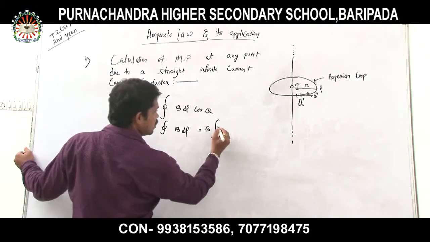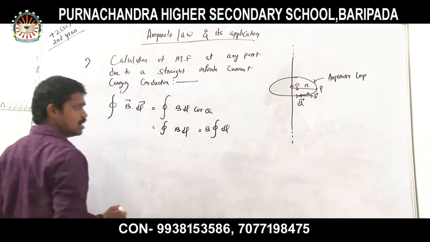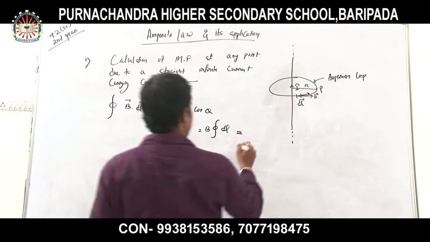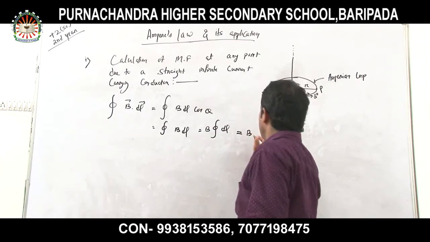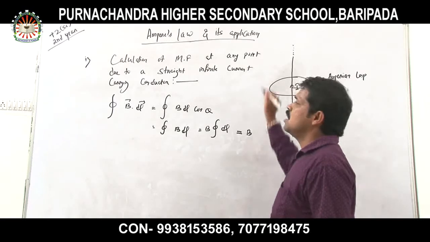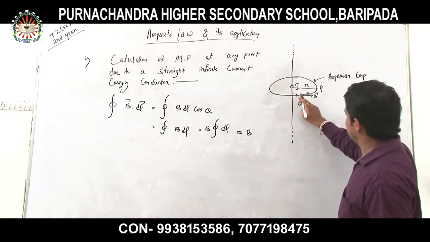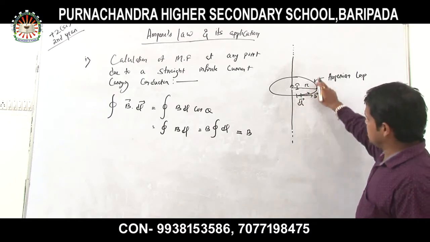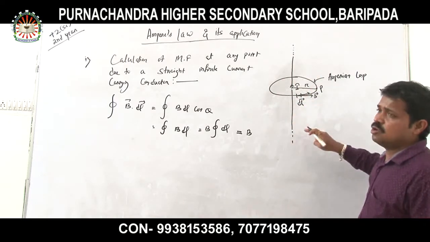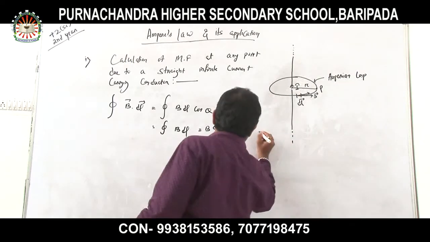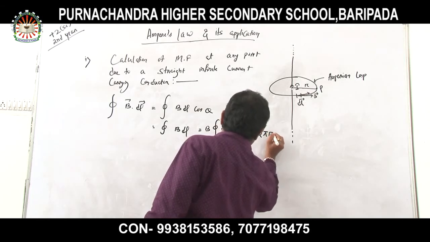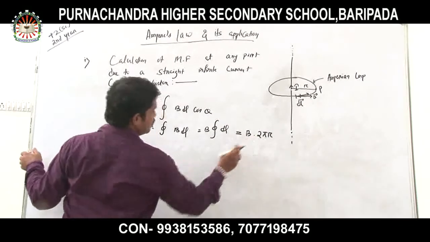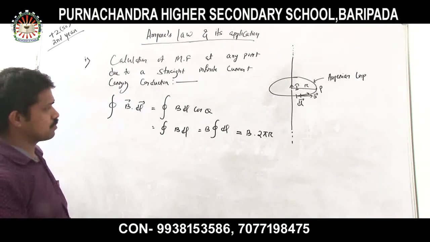So now, because integration over dl, clear? So that implies, now B integration of dl. I have to integrate the dl over the whole length. So if this is my r, then what is the circumference of this total? 2 pi r. Very simple. So that's why the length, or the circumference of the loop, is nothing but 2 pi r.